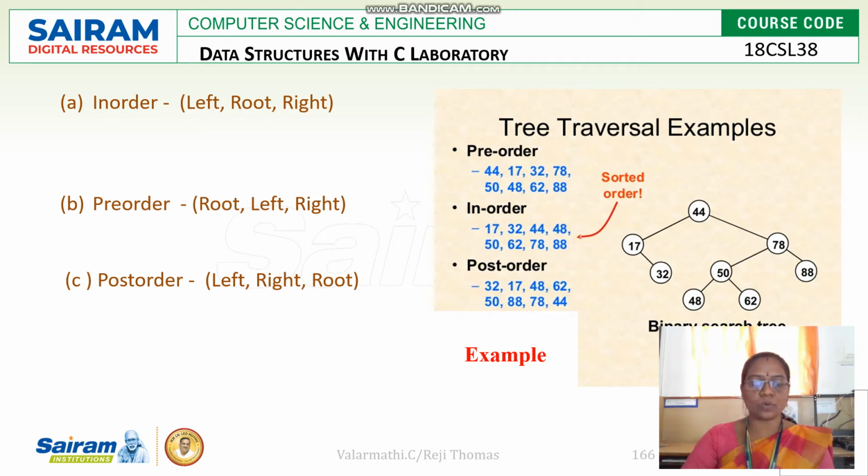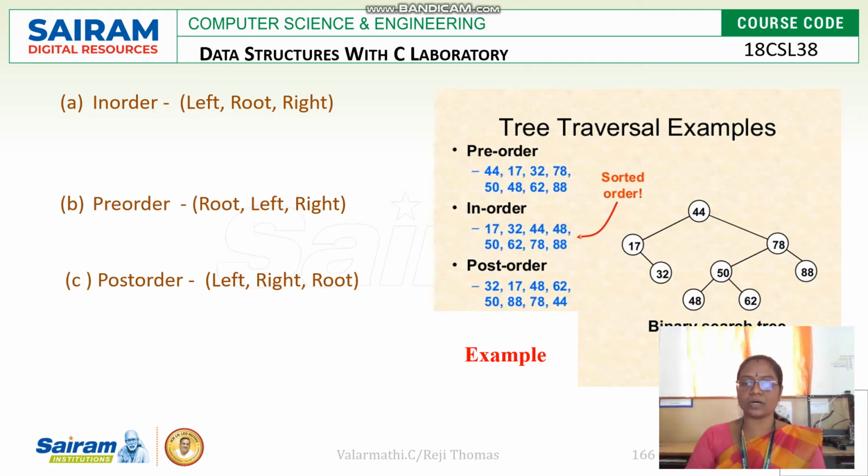Then in pre-order, what happens? The root is the first one. So the root is visited first, then it goes to the left subchild of the binary search tree, then to the right subchild. Like that, the root is prefixed to its left and right subchildren. Then the third one is post-order. As the name itself says, the root will be the last one. The left subchildren are visited first, then it moves on to the right subchild. After the left and right subchildren are visited, the root is visited last. This is the way of traversing the binary search tree in three different ways.